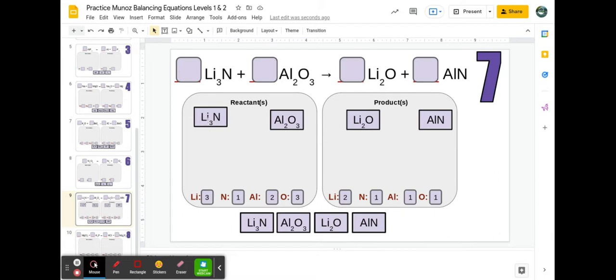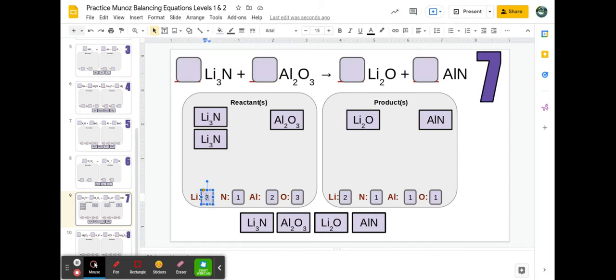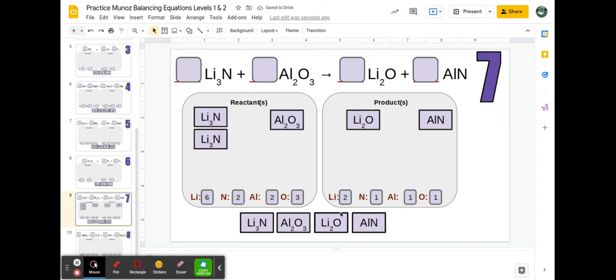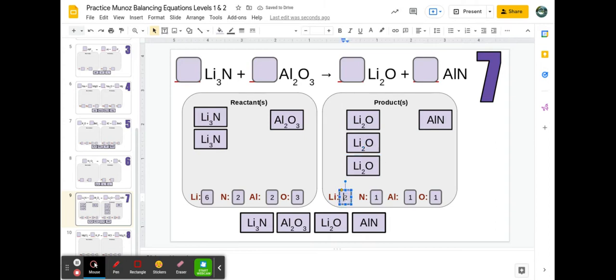If I start with Li, I see that this reactant side has 3, the product side has 2. And the only way to balance groups of 3 and 2 is to get 6 on each side. So that's going to take another of the formula Li3N. So updating that formula will take my Li to 6, and it'll take my N to 2. And to get 6 Li on my product side, I'm going to need 2 more of these. And that will take my lithium atoms on the product to 6 and my oxygen atoms to 3.